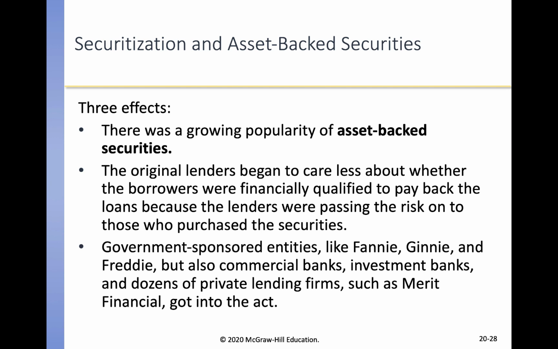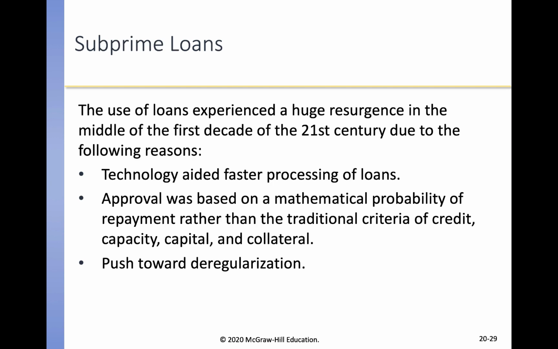People who bought them, government-sponsored entities like Fannie, Ginnie, and Freddie, but also private entities, commercial banks, investment banks, and dozens of private lending firms, such as Merit Financial, all started purchasing these asset-backed securities. And then, as you would expect, people started to default. People couldn't make their payments. So the use of loans experienced a huge resurgence in the middle of the first decade of the 21st century.